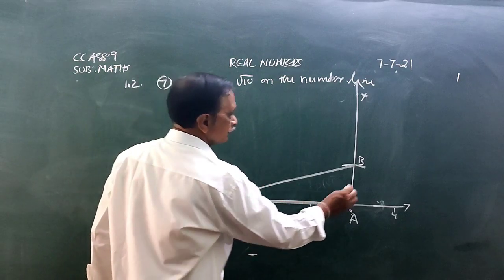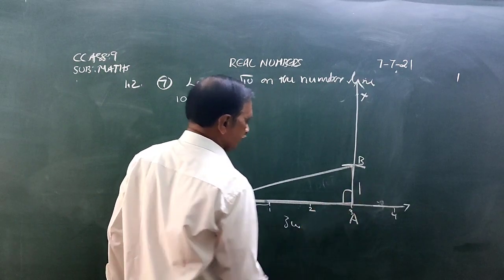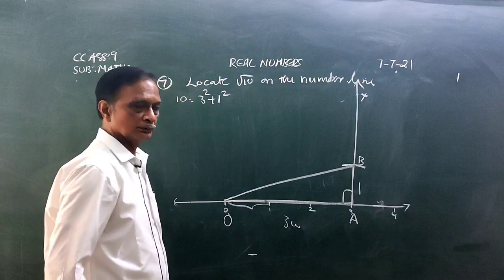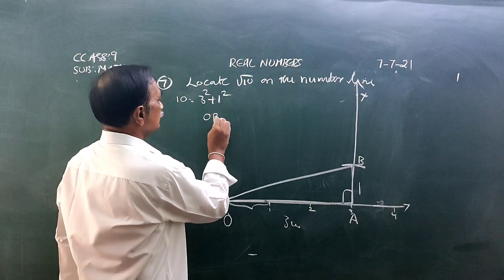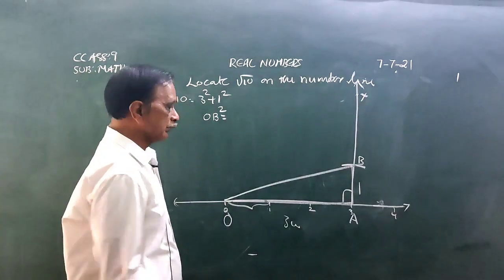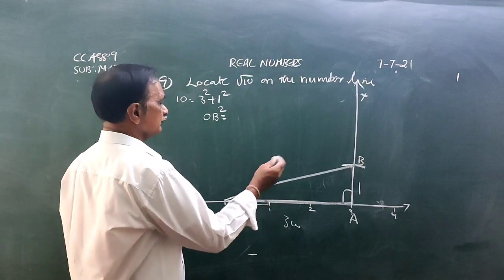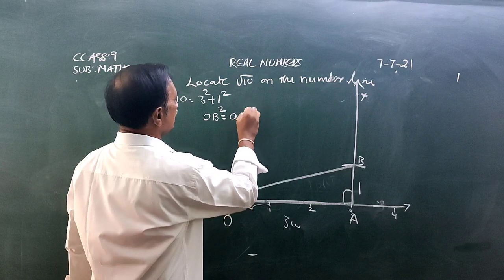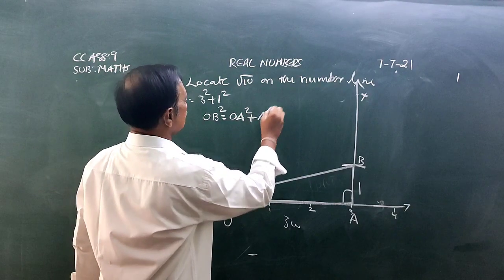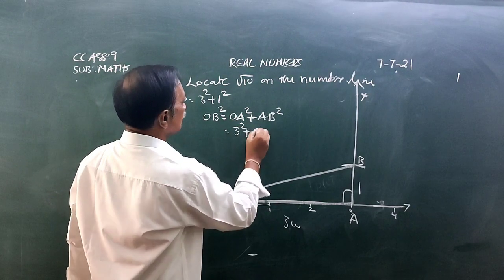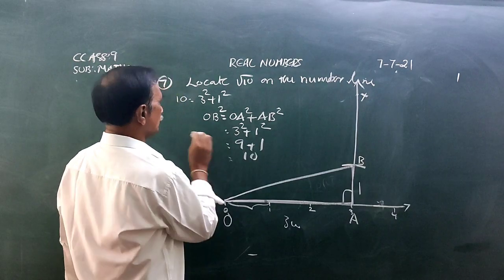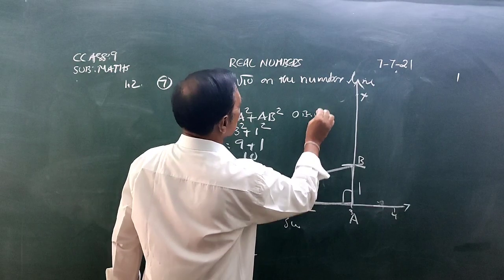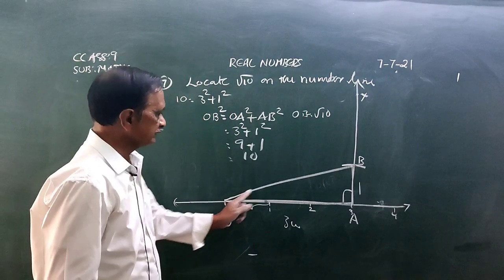Now what is the length of AB? 1 unit. What is the length of OA? 3 units. Then you find the length of OB. Apply Pythagoras theorem. Square of the hypotenuse, that is OB square, equals the sum of the squares of the other two sides, OA square plus AB square, 3 square plus 1 square, 9 plus 1, 10. So OB equals root 10.